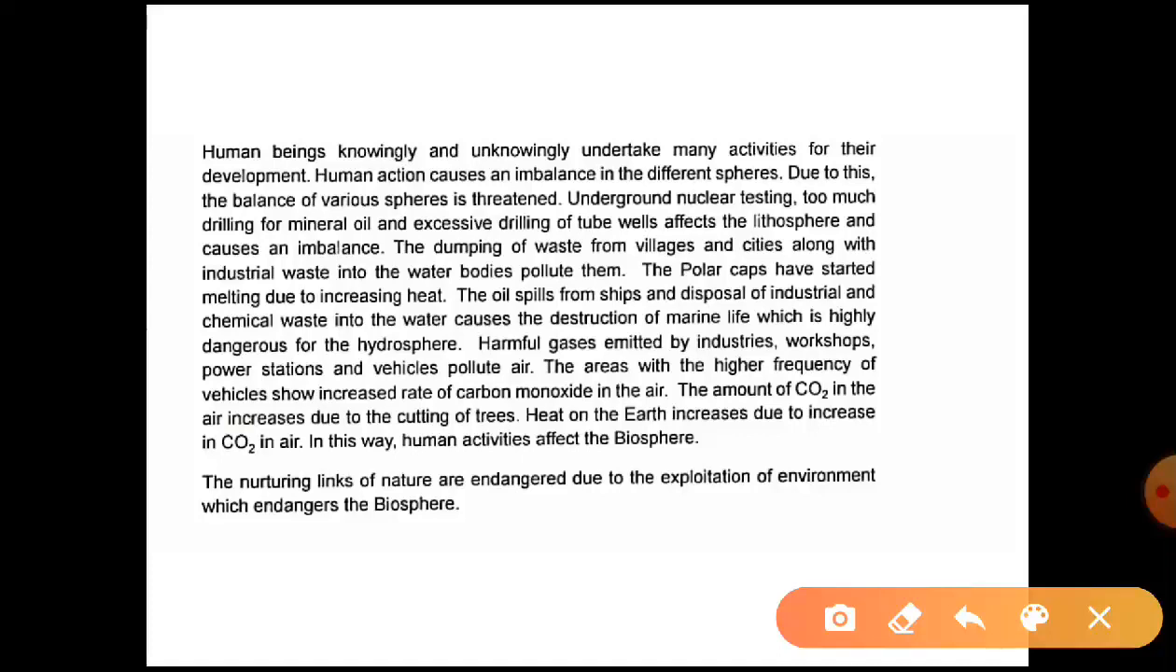So the heat of the earth increases due to the CO2 in the air. Carbon dioxide is a heavy and hot gas. However it increases, the temperature will automatically increase in the atmosphere, which will totally affect the biosphere.